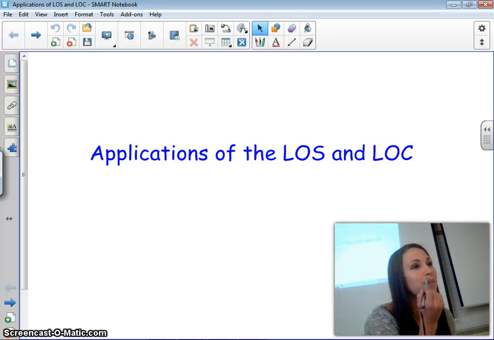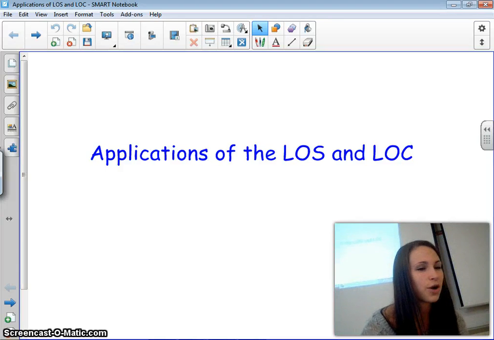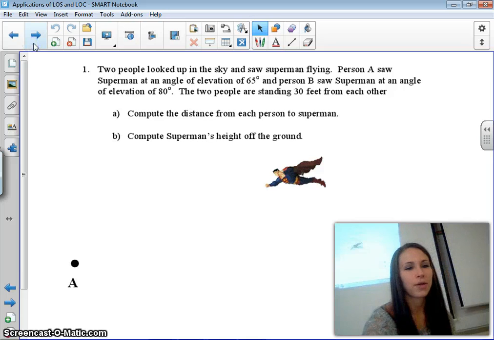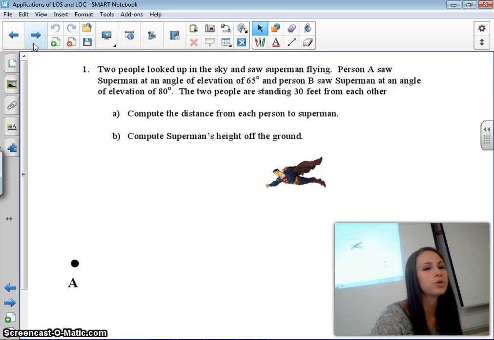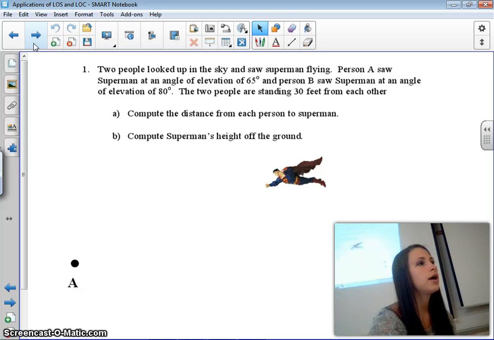Alright, so we're going to start applications of law of sines and cosines. So, first problem. Here we go. Okay, it says two people look up into the sky and see Superman flying. Person A saw Superman at an angle of elevation of 65 degrees. I'm going to draw this picture as we read.